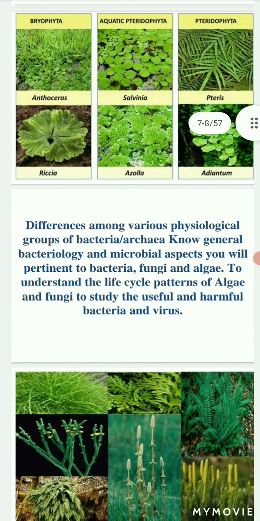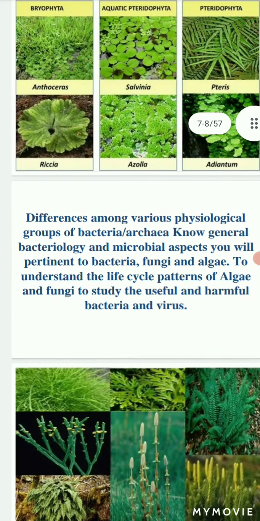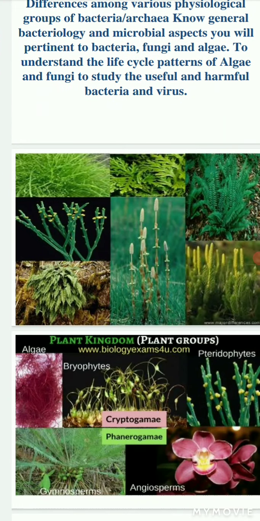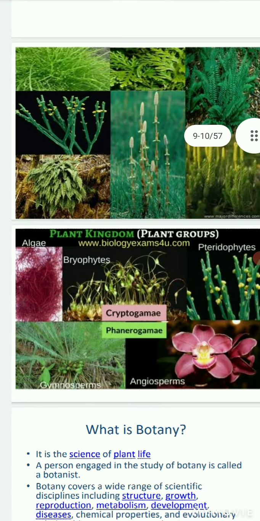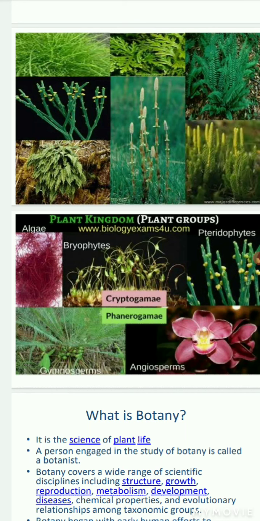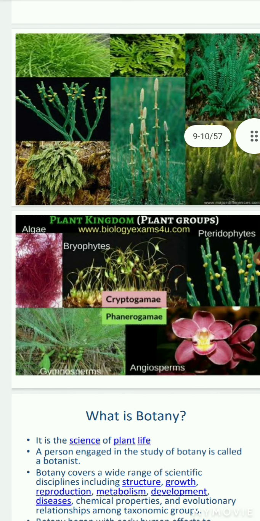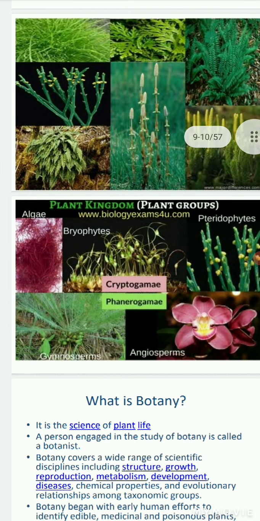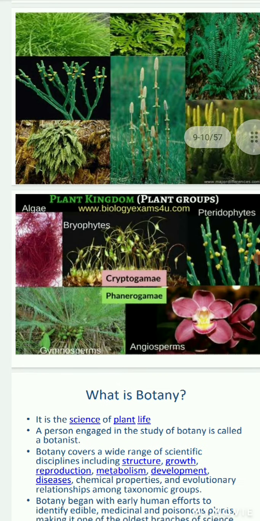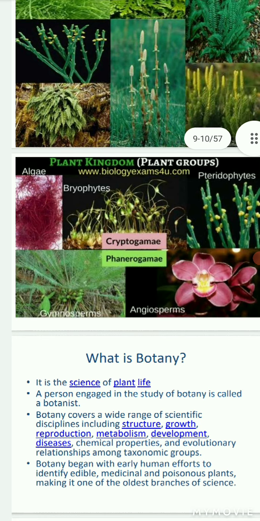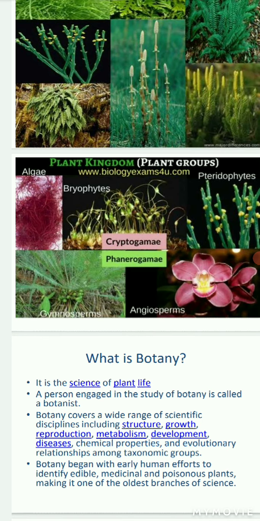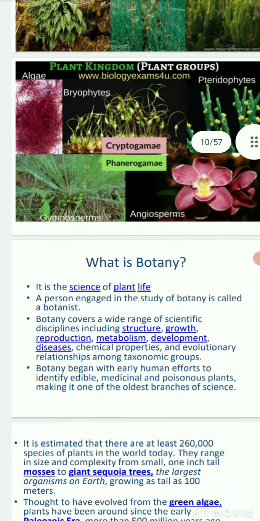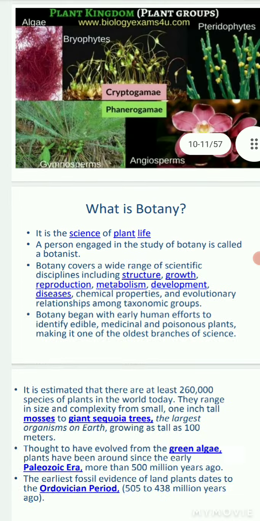So here is the slide which is showing various different types of pteridophytes, and below that there is the slide which is showing the whole plant kingdom, which includes many different types of plants, that is algae, bryophyte, pteridophytes, which are included in a division cryptogams, and below that there are gymnosperm and angiosperm, which are larger plants or complex or higher plants. So one by one we are going to know about each and everything.